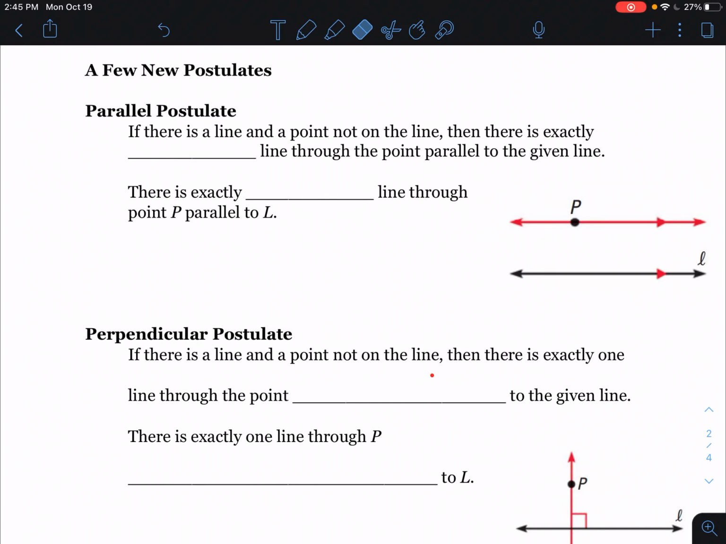All right, so now we're going to talk about a couple new postulates. Now this has a lot of definitions, so if you need to pause the video and copy some stuff down, please do so. So starting with the parallel postulate. If there is a line and a point not on the line, then there is exactly one line through the point parallel to the given line.